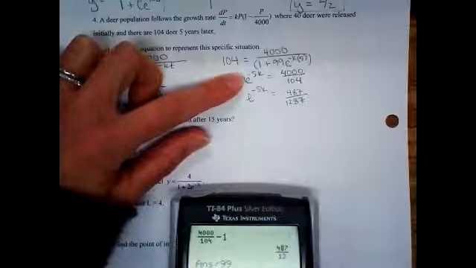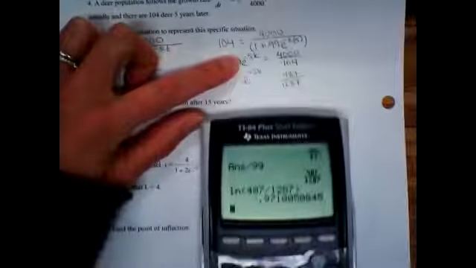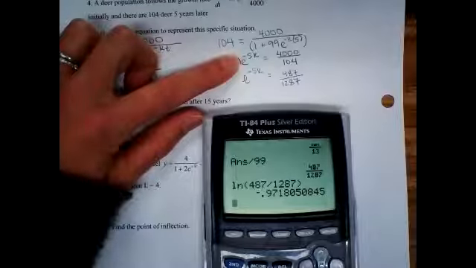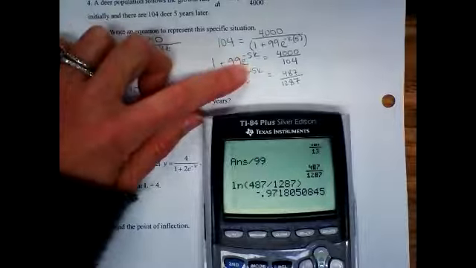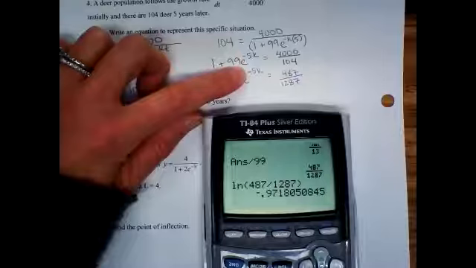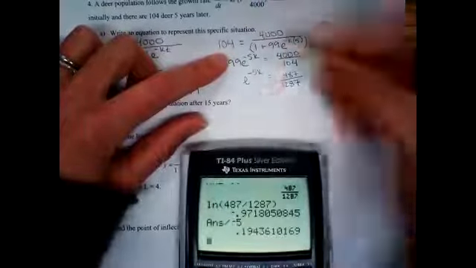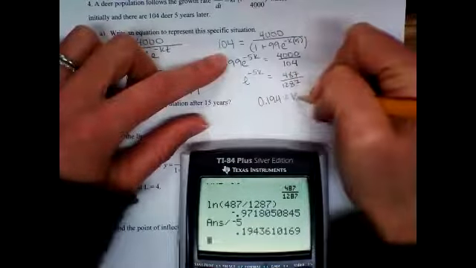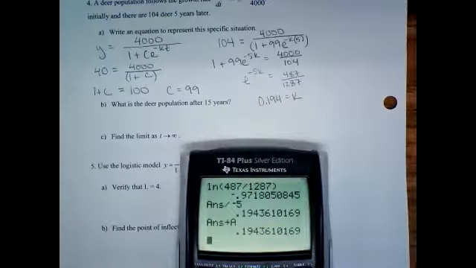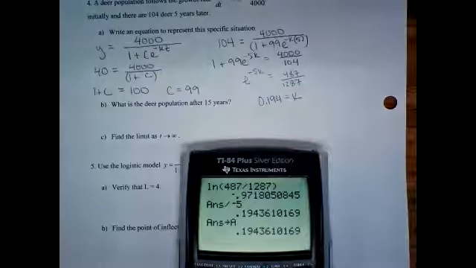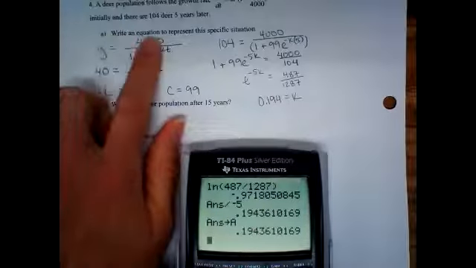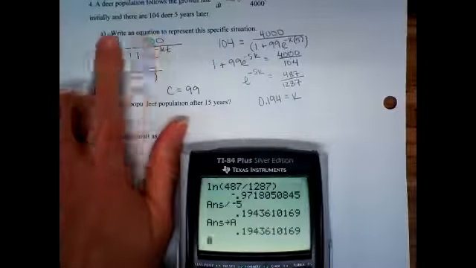ln. So I'm going to ln this 487 divided by 1287. There, now I have a decimal. I got negative 0.9718, and then last step would be divide by negative 5. All right, so I got that k is 0.194. Store that as a, store alpha a, enter. And we didn't technically answer the question yet because what did it ask for? What does it want us to write?